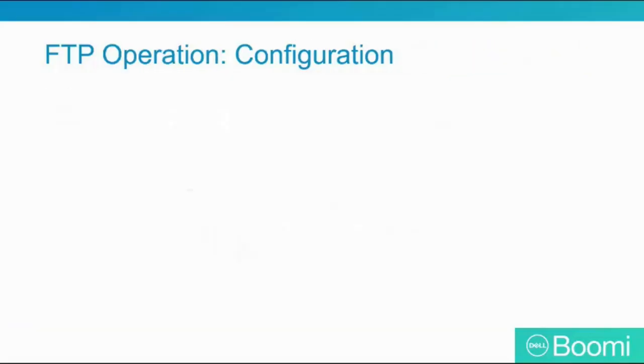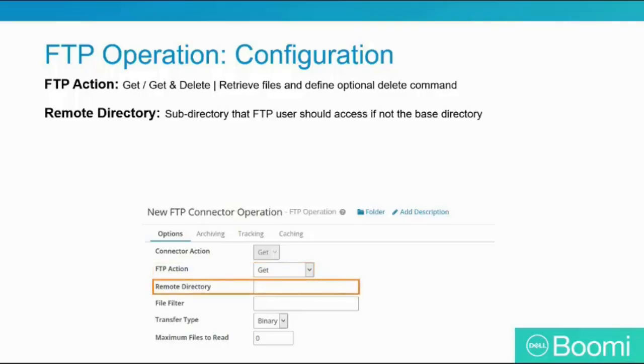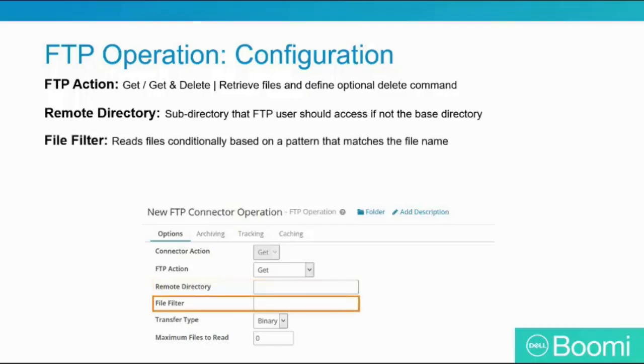For all FTP read requests, there are some common fields in the operation component. The first is the FTP action. This will be either get or get and delete. You will be retrieving the files and then defining an optional delete command. Remote directory is the subdirectory if the FTP user needs access deeper than the base directory. File filter. This locates files based on a pattern matching using the file name. You can use wildcards such as a star for everything or a question mark to wildcard an individual character to create file name patterns.